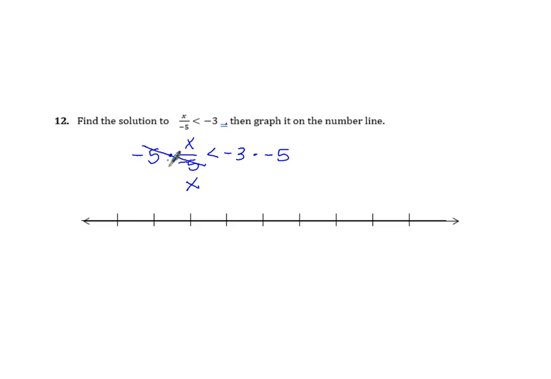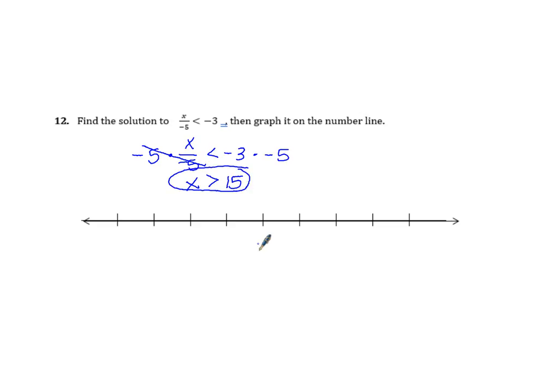We multiplied by a negative number, that's going to flip our inequality sign, so now it's a greater than. And then we have negative 3 times negative 5, a negative times negative is a positive. So that gets us our solution of x is greater than 15.